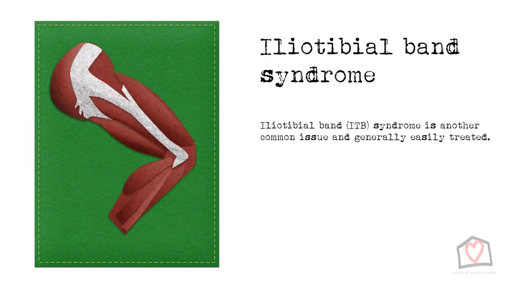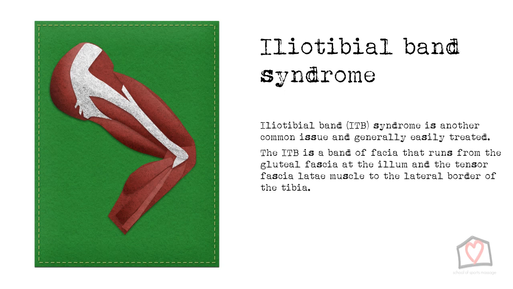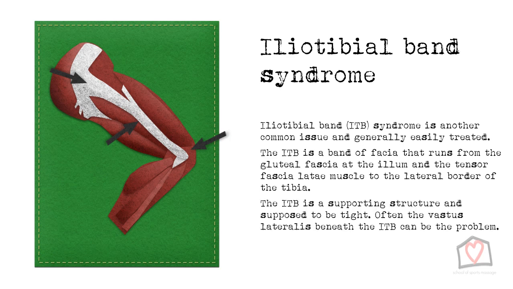Iliotibial band syndrome is another common issue and is generally easily treated. The IT band is a band of fascia that runs from the gluteal fascia at the ilium and the tensor fascia latae muscle to the lateral border of the tibia. Let me point out here the iliotibial band, the ITB, is supposed to be tight. It's a supporting structure, supporting the hip and the knee, and it's not always the ITB that's the problem. Often the vastus lateralis beneath the ITB can be the problem.